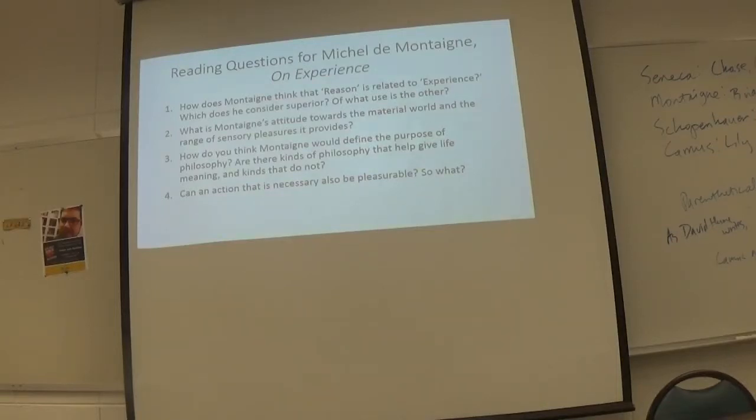Secondly, what is Montaigne's attitude towards the material world and the range of sensory pleasures it provides? Number three, how do you think Montaigne would define the purpose of philosophy? Are there kinds of philosophy that help give life meaning and kinds that do not? And finally, can an action that is necessary, according to Montaigne, also be pleasurable, and so what?